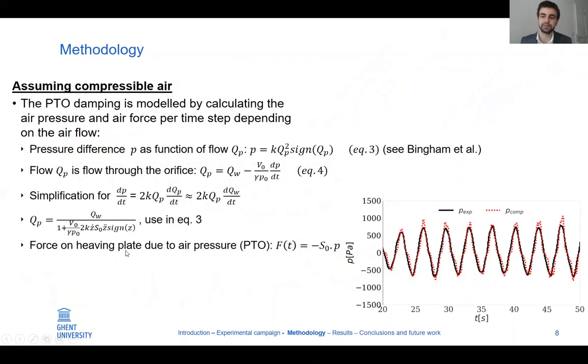In the next stage, the air is assumed compressible. The same relationship between the pressure difference and airflow rate is valid. However, the airflow rate QP is no longer equal to the airflow driven by the free water surface, as was the case for incompressible air.